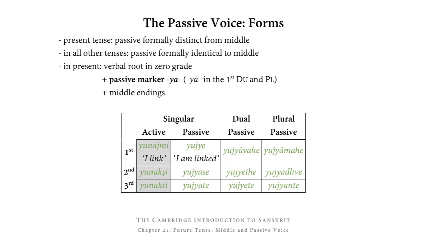Notice that because the passive marker ends in a, all passive forms are thematic, and therefore they conjugate like the middles of thematic forms. So we have yujyete and yujyete in the dual instead of ate and ate that we saw in the athematic middles. And we have a third plural ante rather than ate, which is nice because ante is nicely recognizable as a third plural.